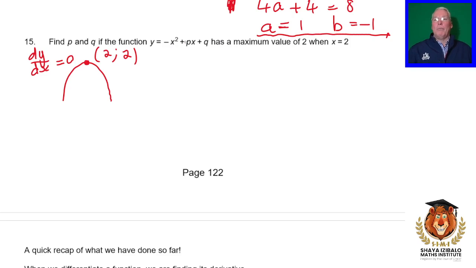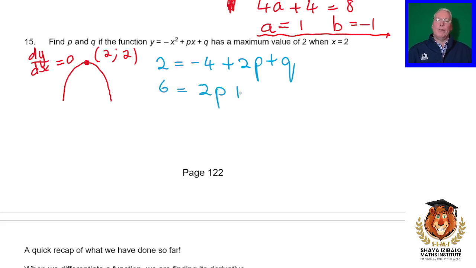If we just put the point in, when x is 2, y is 2. Remember, we're going to go 2 equals, now we're going to square 2 and then make the answer negative. It's negative 4. We don't square negative 2. It's the negative of 2 squared plus 2p plus q. So there's an equation. It's got two variables in it. Let's just add 4 to both sides: 6 equals 2p plus q. Okay, so that's equation number 1.